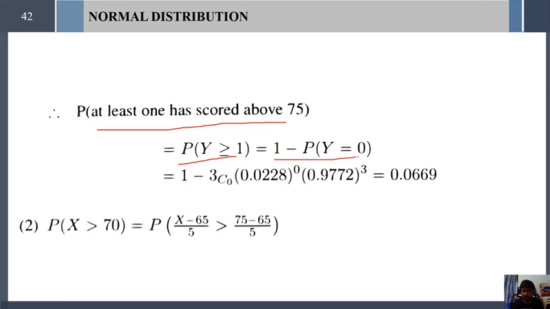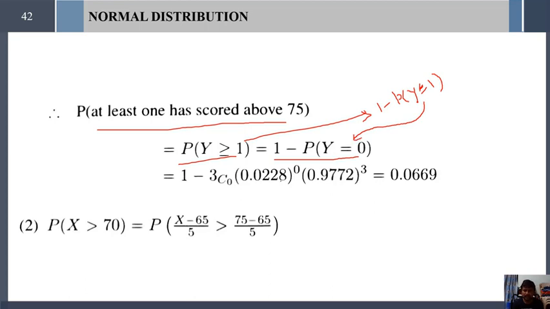So 1 minus the probability of Y less than or equal to 0, that is, less than 1. So 1 minus the probability of Y less than 1, the only possible value is the probability of Y equal to 0.